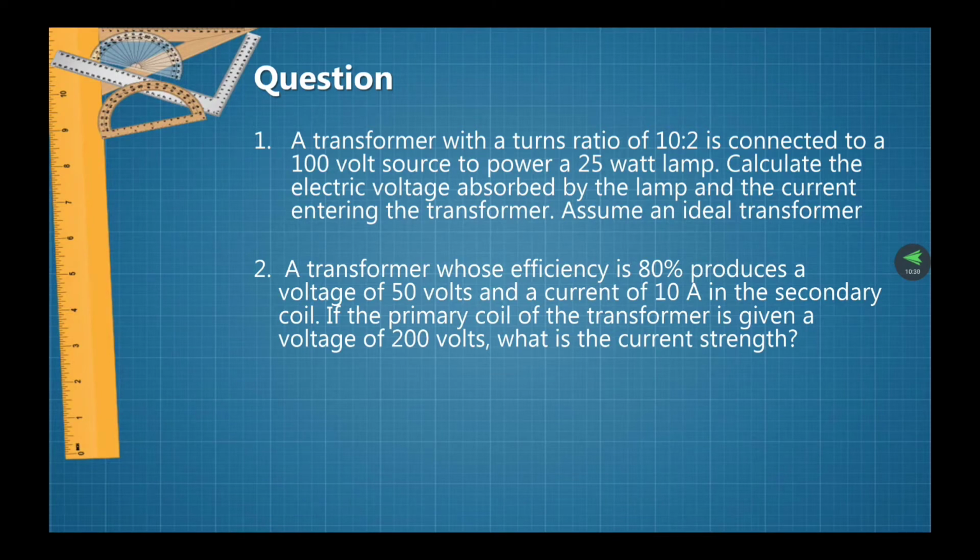In the secondary coils, if the primary coil of the transformer is given a voltage of 200 volts, what is the current? Okay, try to answer this question by yourself.